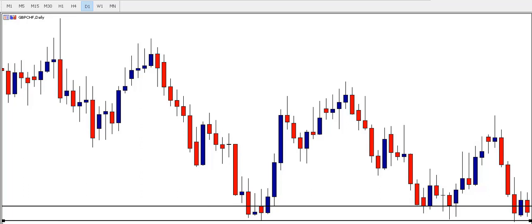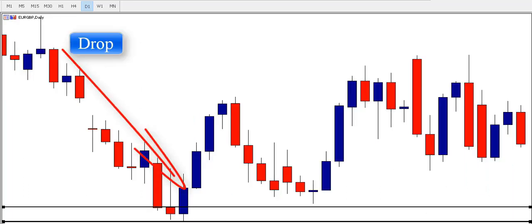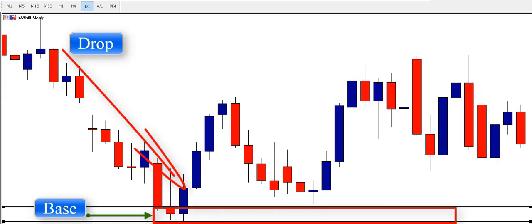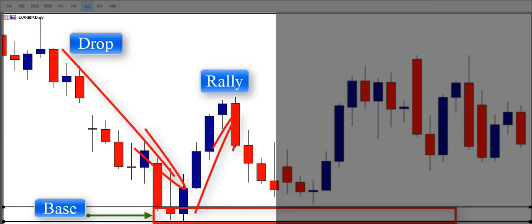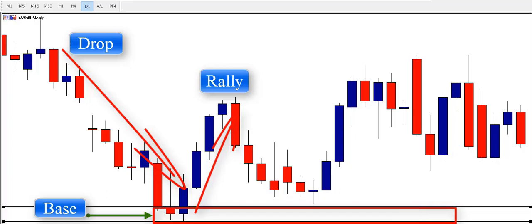Let me give you another example. This is another drop-base-rally demand zone pattern. As you can see in this daily chart, we have a drop, base, and a rally. You should know that sometimes we can find only one candle that forms the base, as in this example. So after drawing the zone, we can wait for a price action setup to form at the zone. As you can see here, we have a nice doji pattern that formed a little bit far from the zone and the market went strongly up.